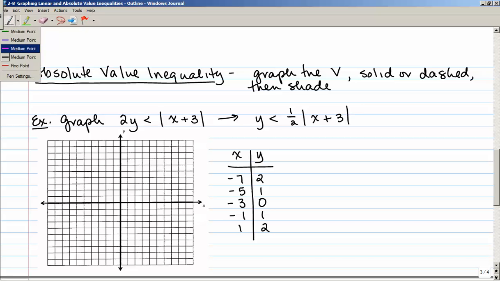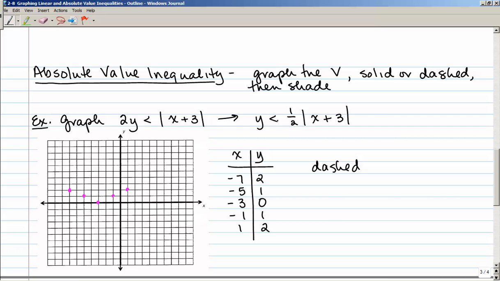So let's go ahead and graph those points. And there we go. Oh, and I forgot to notice, what do I have to do here? Since this is a less than, not less than or equal to, this is going to be dashed.